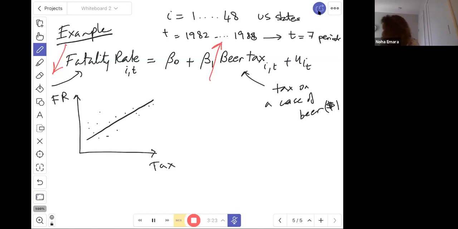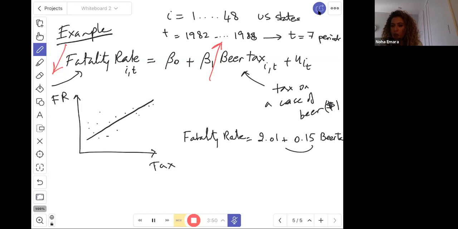Doesn't make any sense. So when you check the results of this regression, you would find that fatality rate was equal to 2.01 plus 0.15 beer tax. Okay, so the coefficient is 0.15. For each $1 increase in the taxes on a case of beer, the fatality rate would change by 0.15 per 100,000 state residents. Is it 100? No, it's per 10,000 state residents. Okay, so fatality rate would change by 0.15 times 10,000 state residents. So it's just an unexpected positive relationship, right?